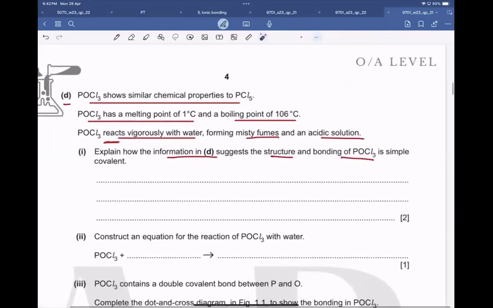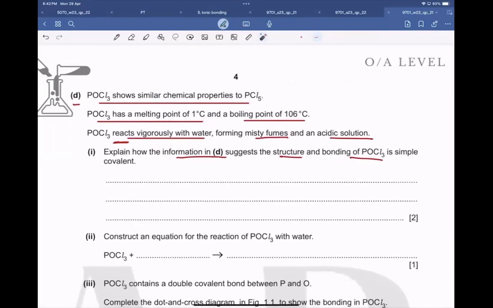Okay. So if you look at the melting and boiling points, they are low, which suggests that it's a simple molecule, right? And if it's a simple molecule, then there would be weak intermolecular forces between the molecules. And as it reacts with water, it undergoes hydrolysis, which suggests that there are covalent bonds.